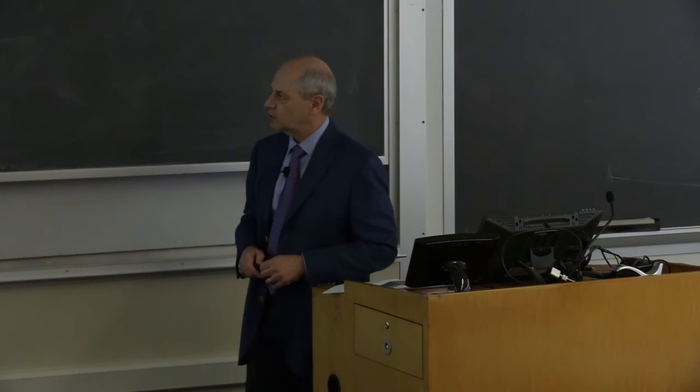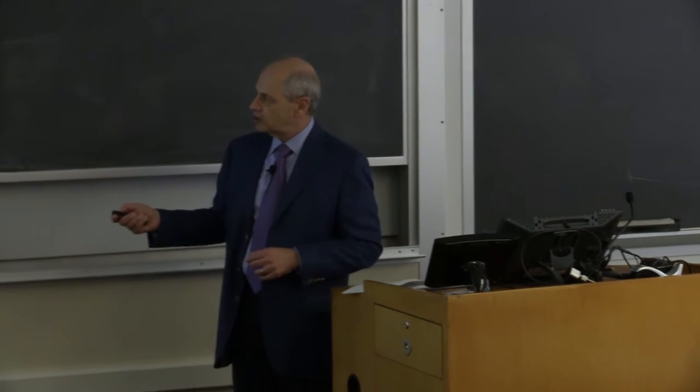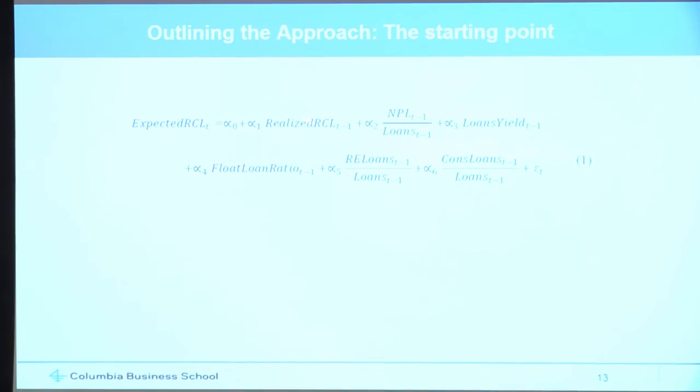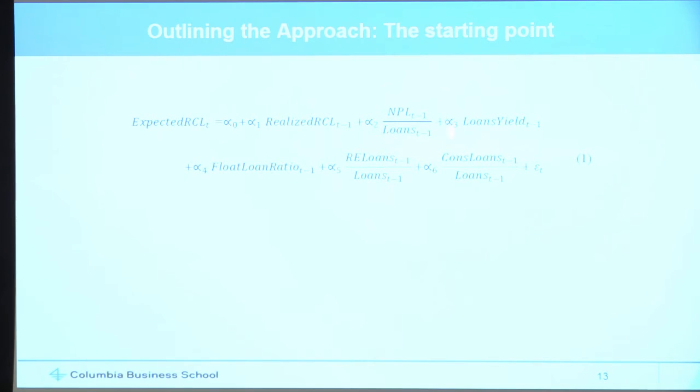Okay, so let me explain what we have here. What we're trying to do is come up with an expected rate of credit losses, or realized credit losses. And this is the realized rate in the prior period. So we would expect that the next period's expected rate of credit losses would be associated with the realized portion, plus non-performing loans relative to loans, the yield on loans, which clearly captures some of the expected credit risk itself.